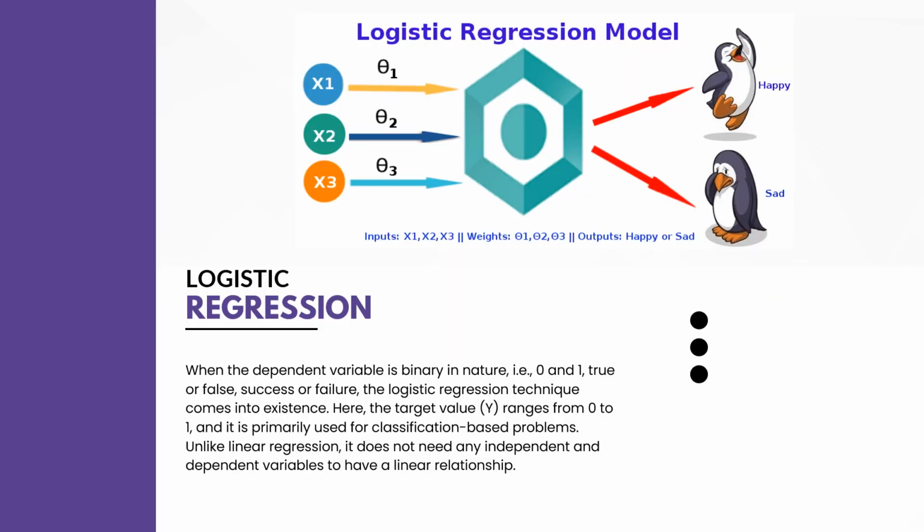Logistic regression. When the dependent variable is binary in nature, that is 0 and 1, true or false, success or failure, the logistic regression technique comes into existence. Here, the target value y ranges from 0 to 1, and it is primarily used for classification-based problems. Unlike linear regression, it does not need the independent and dependent variables to have a linear relationship.